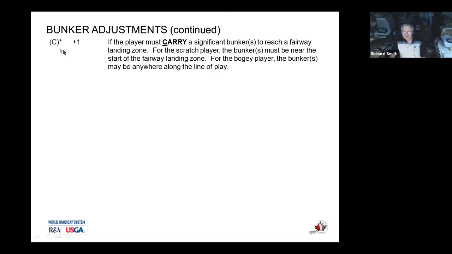Adjustments. Bunker carry: if the player must carry a significant bunker or bunkers to reach a fairway landing zone. If it's the scratch player we're talking about, that bunker must be near the start of the fairway landing zone, in other words, where the shot would come down. For the bogey player, the bunkers can be anywhere. Bogeys find a way to get into bunkers all the time, it seems.